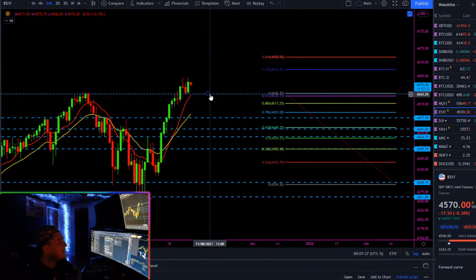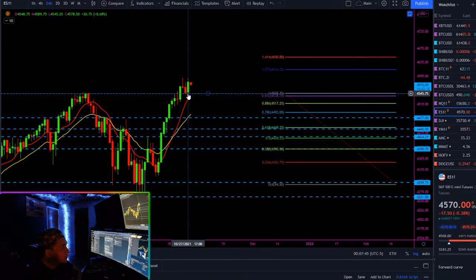The only thing that's going to bar me from thinking new all-time highs is the general disposition of this as a pullback. Obviously, we have a little bit of a low right here.